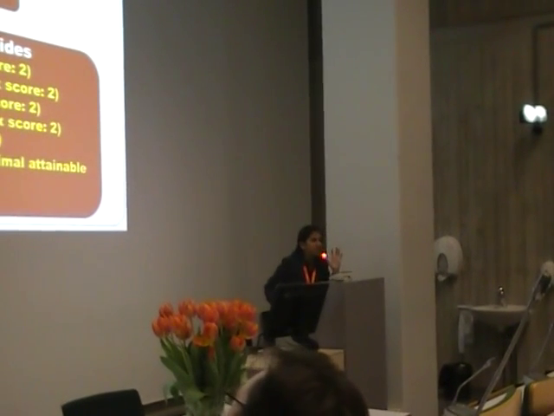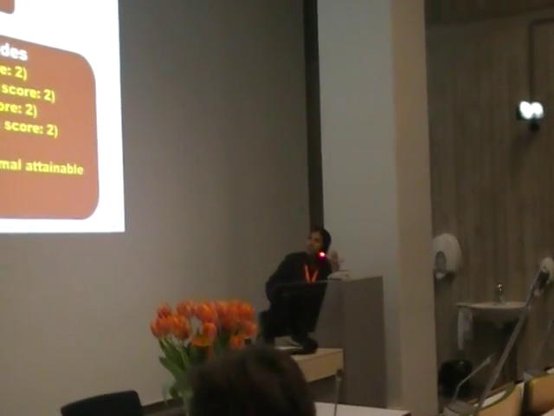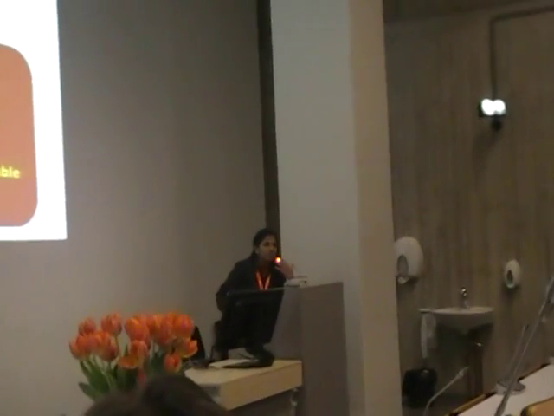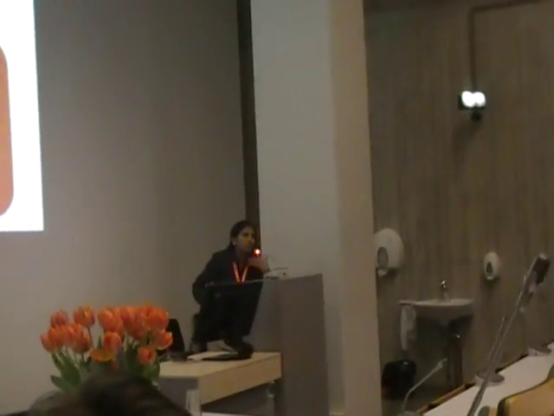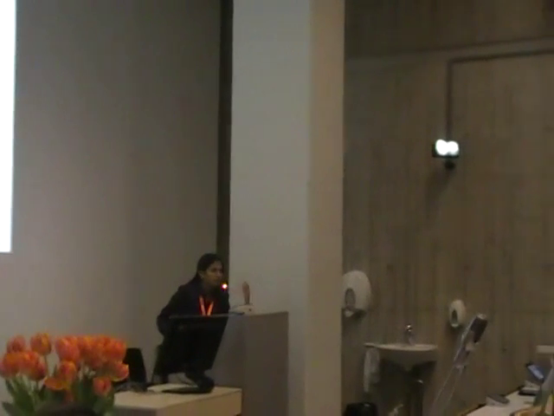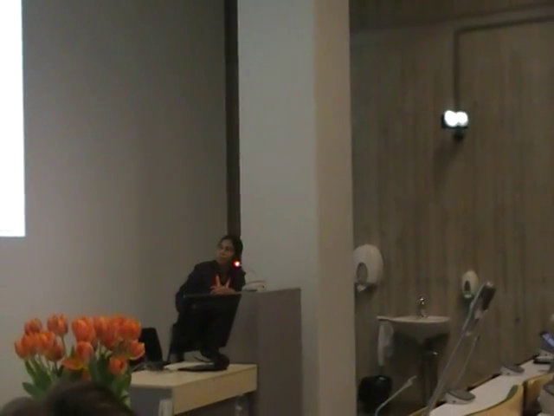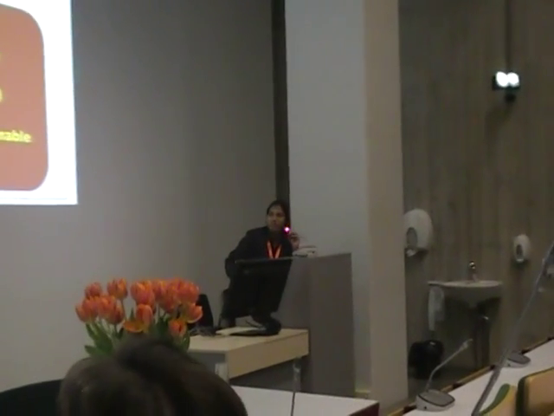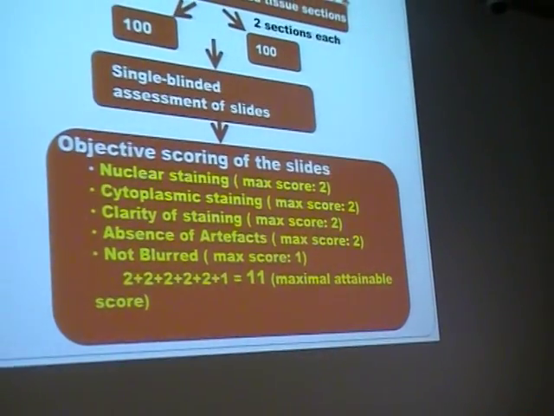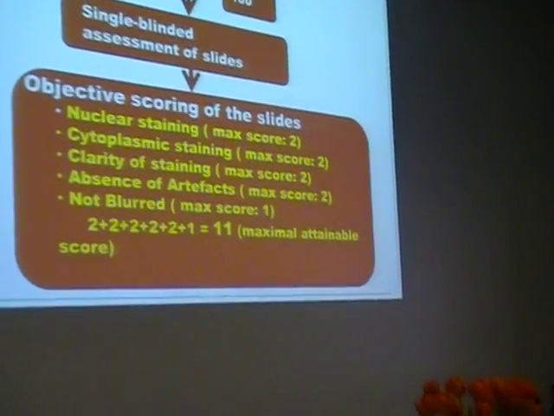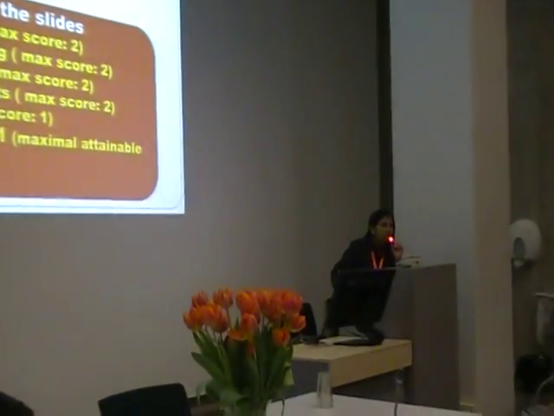So after all the staining, it went to assessment. How did I assess it? It was a single blinded assessment. That is, I knew which were the slides, but my pathologist who reviewed the slides didn't know which is the routine method and which is the new method. And she was made to score it on 5 main parameters, which are nuclear staining, cytoplasmic staining, clarity, and the absence of artifacts and blurredness. And the maximum score any slide can get is about 11.